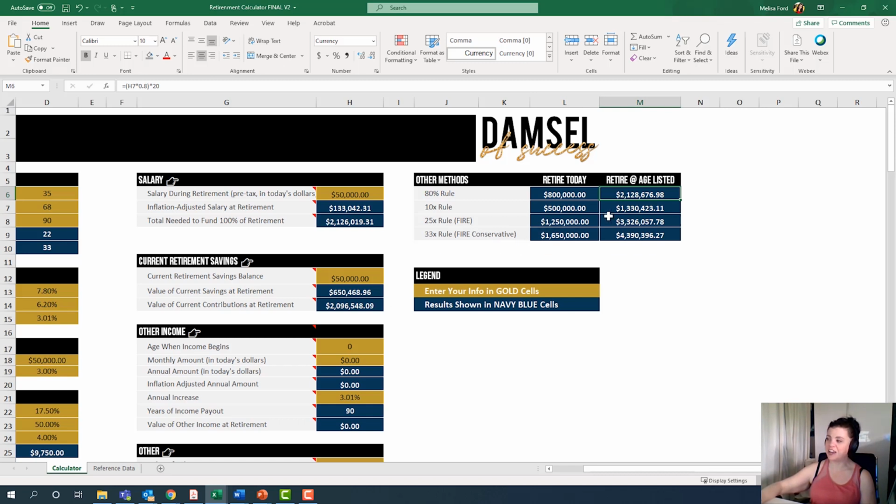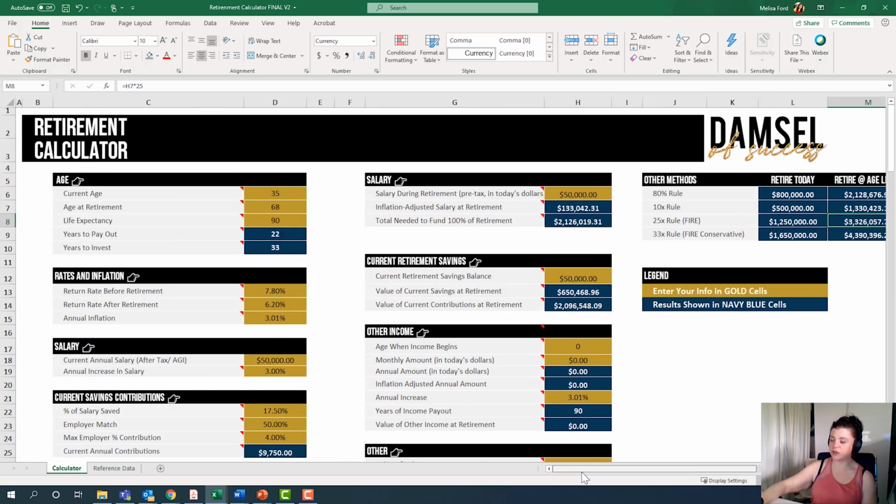A lot of these are for if you plan to retire early, this 25x rule is if you plan to retire early. So these are the amounts that you would need to be able to retire today or to retire at the age that you listed you plan to retire. And that automatically calculates for you there.